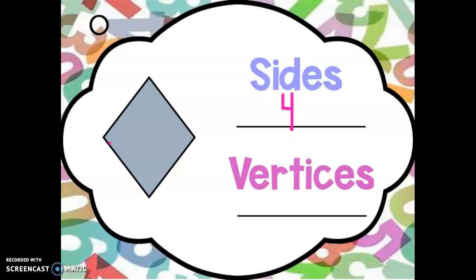Now let's find our vertices, remembering that our vertices are where 2 straight lines meet. See, here's a straight line, here's a straight line, and that's where they meet. So that's our vertice. So there's one. I see another one right here. 2. Can you find the other one?